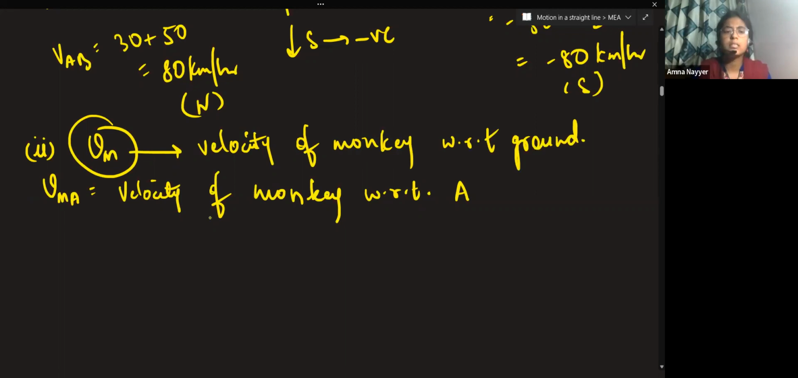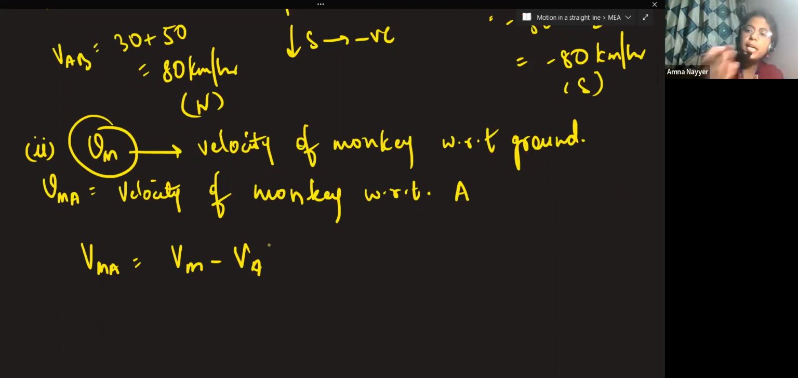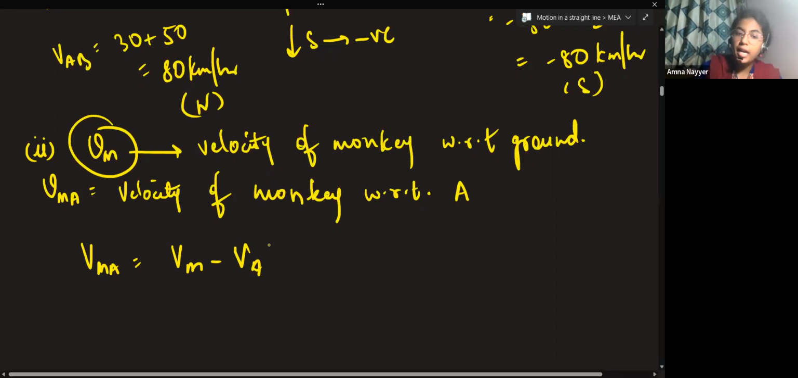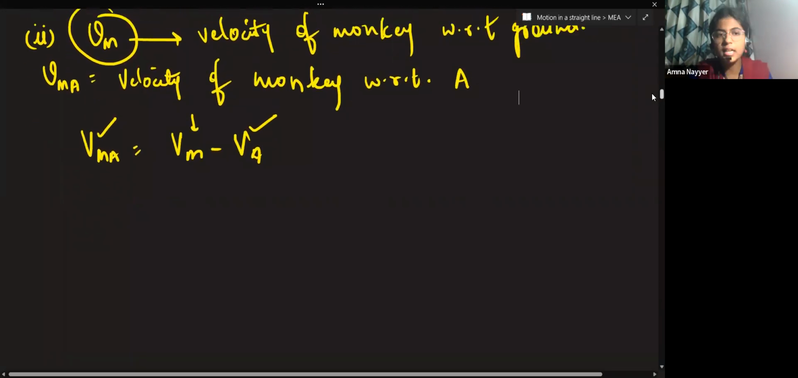Now see, if monkey is running on the rooftop of train, VMA will be equal to what? How do we write the relative velocity? First one minus second one with which we are calculating the relative velocity. VAB was what? VA minus VB. VBA was what? VB minus VA. So VMA will be what? VM minus VA. VMA we know. VA we know. Only VM is variable to us. See, this question also was not so difficult. It's just that it was given with respect to something that is already known.